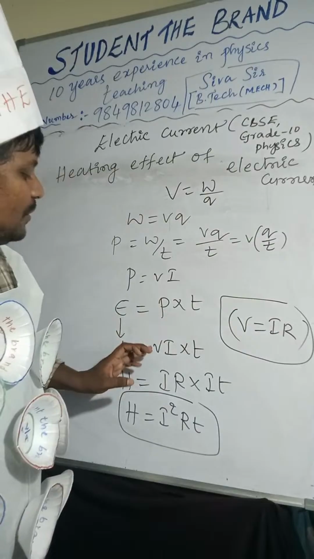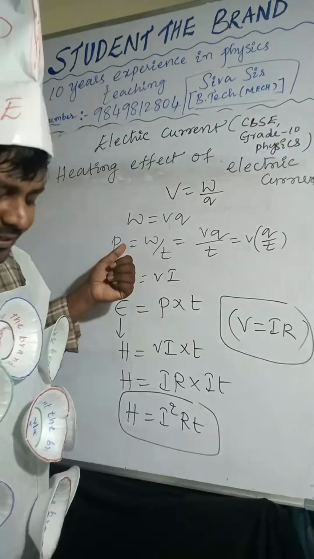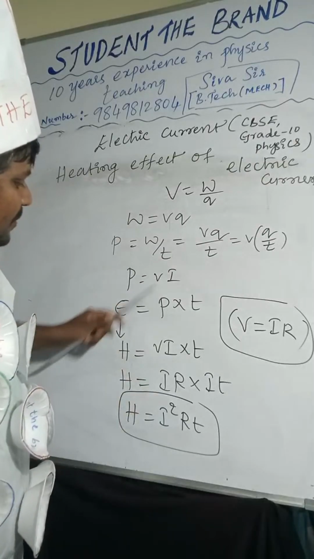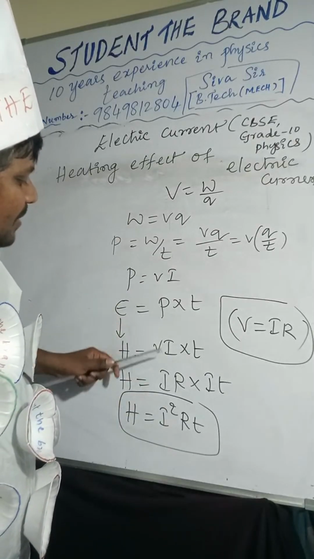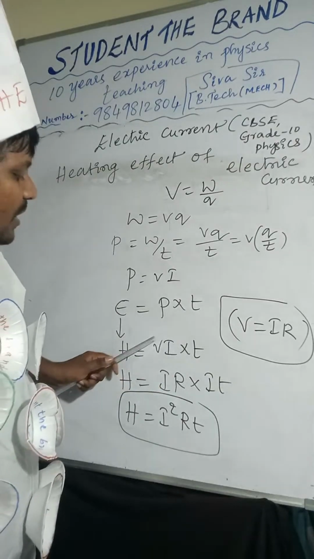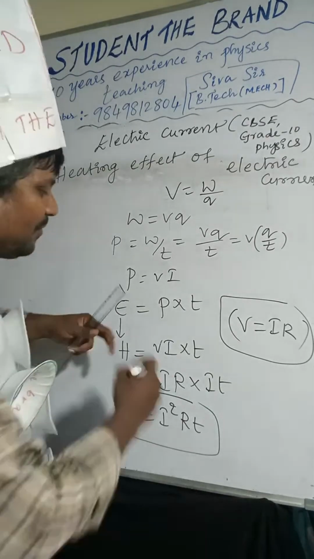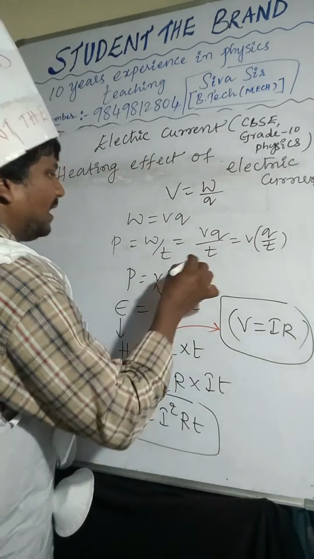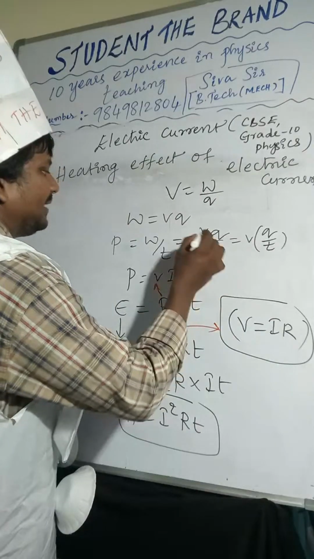So H equals, from here you can consider P equals V I. In the place of P we substitute V I into T. What is the V formula, the P formula, the I formula? Yes or no?